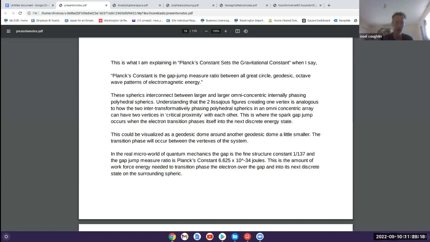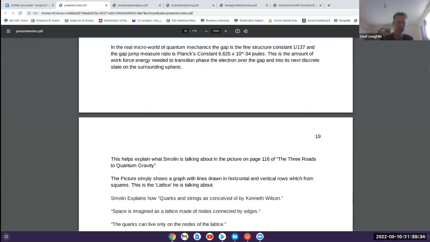In the real microworld of quantum mechanics, the gap is the fine structure constant, 1/137th, and the gap jump measure ratio is Planck's constant, 6.625. This is the amount of work-force energy needed to transition phase the electron over the gap and into its next discrete state of the surrounding spheric.